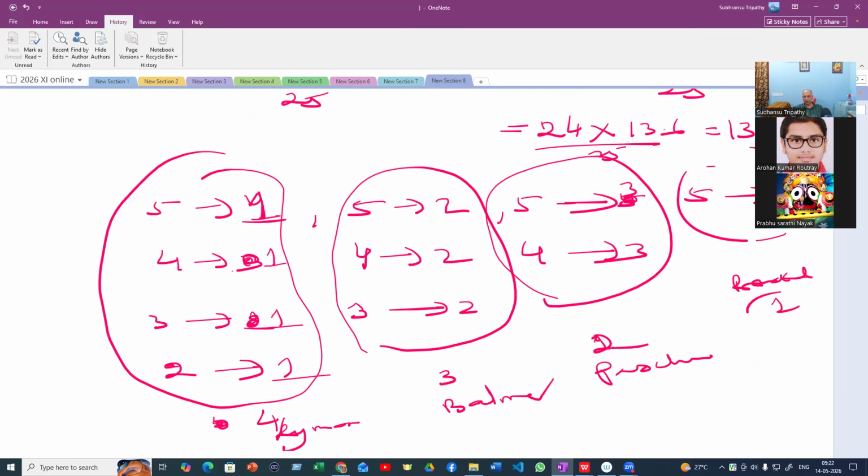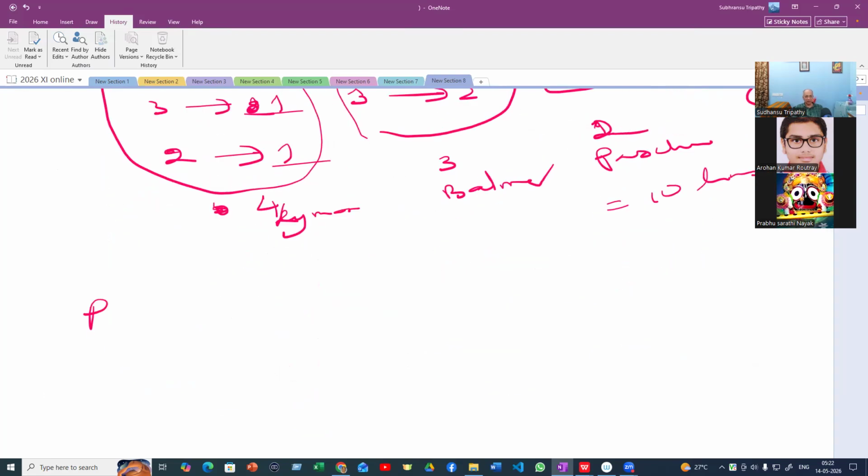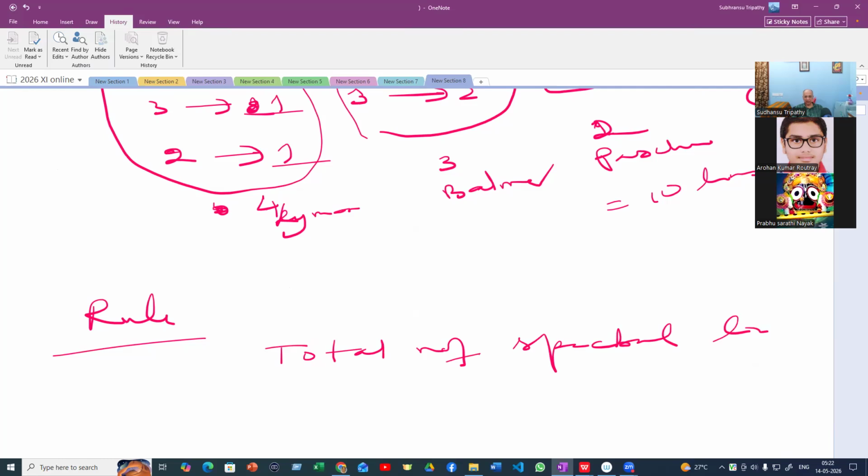Bracket series, so total 10 lines. Okay, so that is a rule. Instead of doing this you can say total number of spectral lines is equal to (n2 minus n1) into (n2 minus n1 plus 1) by 2.